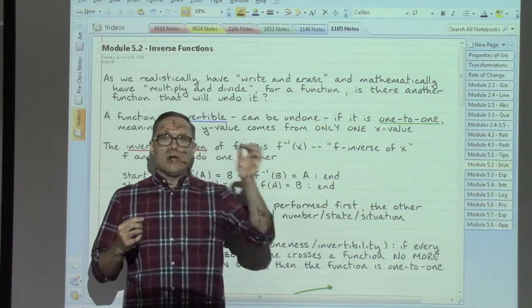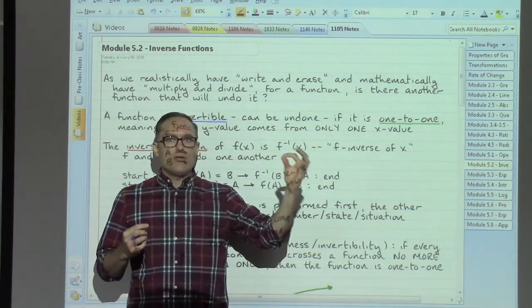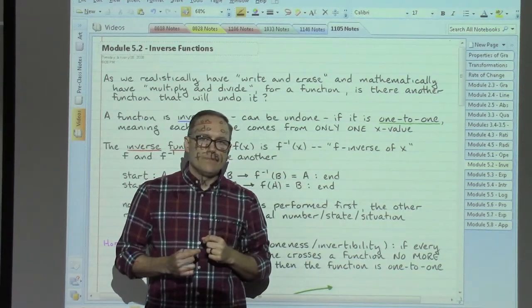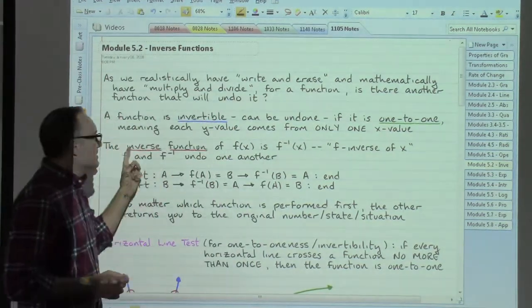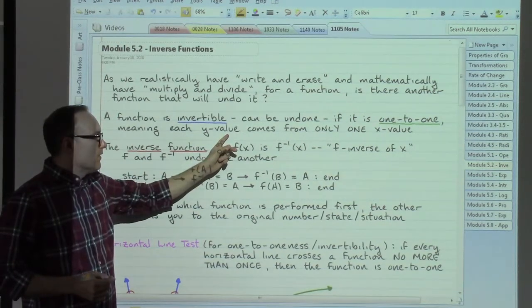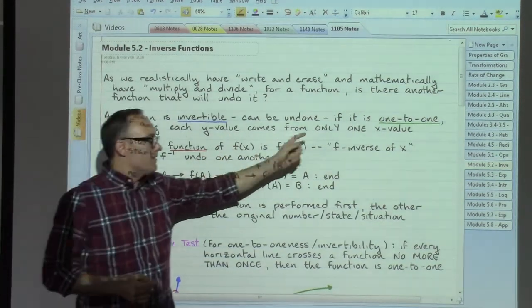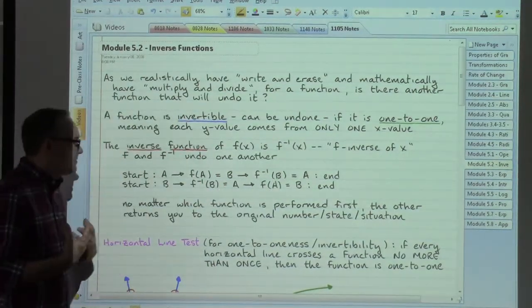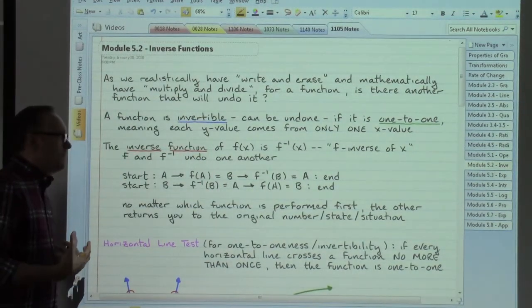But it's got to go the other way. One y value going to one x value. It's got to go that direction too. So that now means y values coming from only one x value. That's an extra little something special that we've got happening.